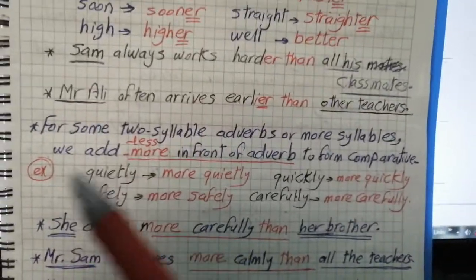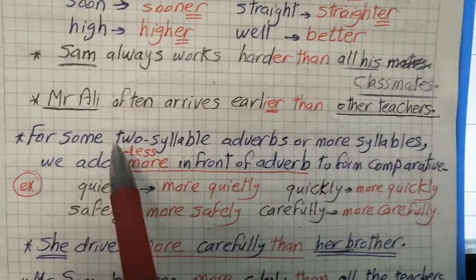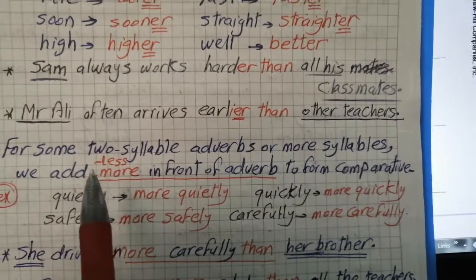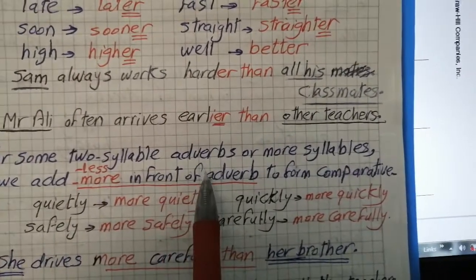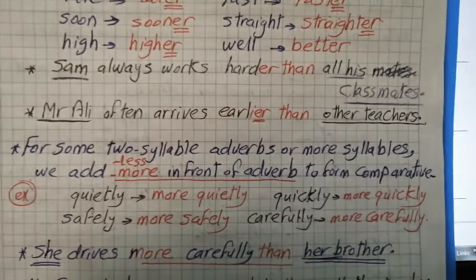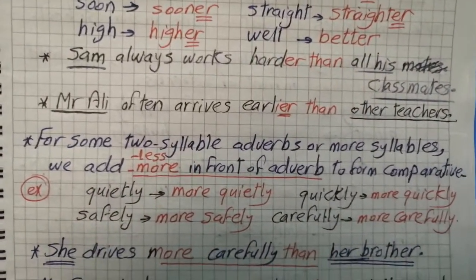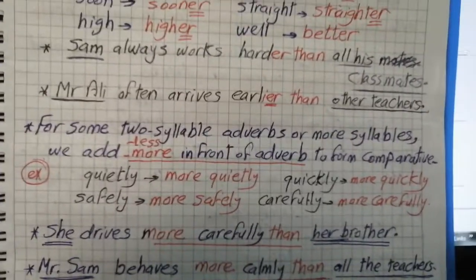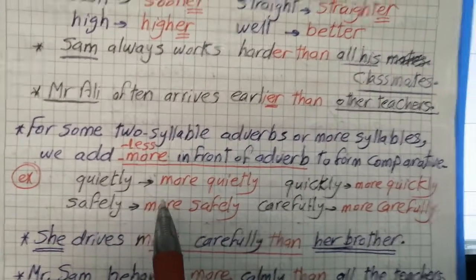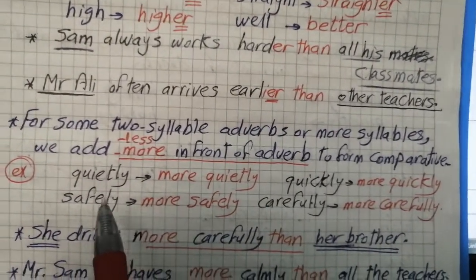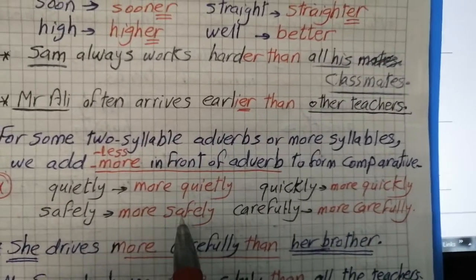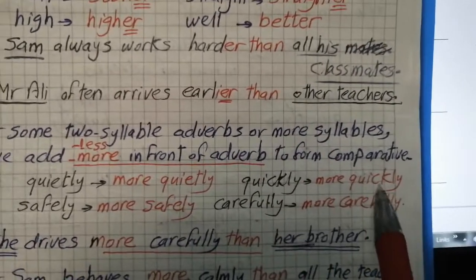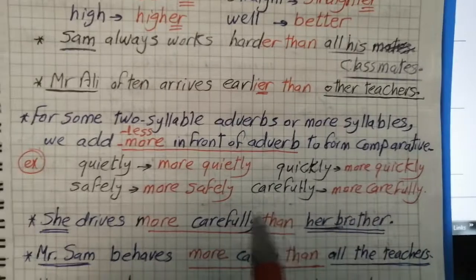Part 2, to form the comparative of two-syllable or longer adverbs, we add the words less or more in front of the adverbs. Notice that for most adverbs that end in ly and the longer adverbs, we just add the word more or less before the adverb. We don't change anything in the adverb. We just add more or less. So it's more quietly, safely, more safely, quickly, more quickly or less quickly, carefully, more carefully or less carefully.